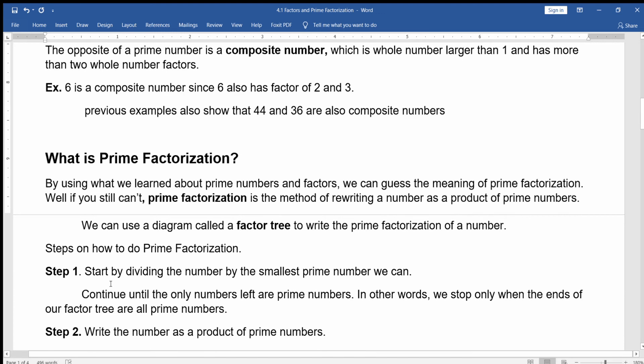So how do we do prime factorization? Well, first of all, we're going to start by dividing the number by the smallest prime number we can. And then we continue until only the numbers left are prime numbers. In other words, we only stop when the ends of our factor tree are all prime numbers. Then write the number as a product of prime numbers.